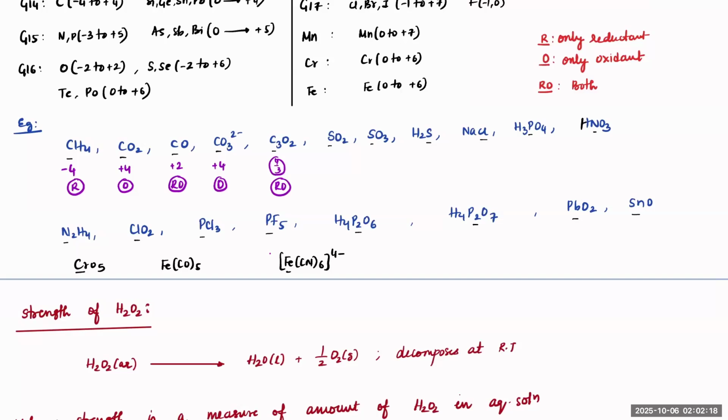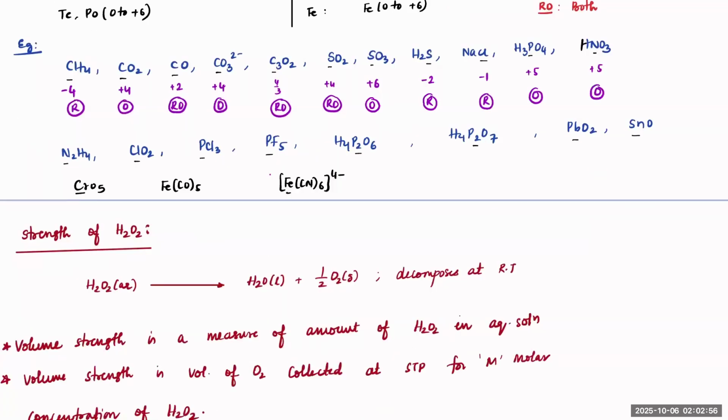SO2: +4. Sulfur can go up to +6, and it can go to -2 also. That means it can act like both. Here sulfur is +6. If it is +6, it can act as only an oxidizing agent. Sulfur -2, so only reductant. Chlorine -1, which means only reductant. H3PO5: phosphorus is +5, so only oxidant. HNO3: +5, only oxidant.